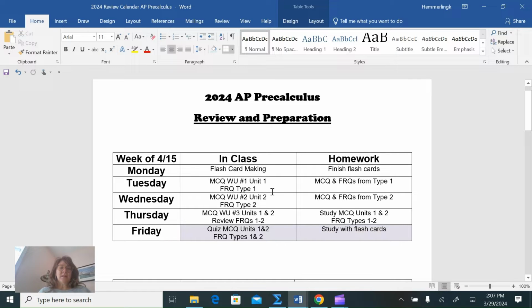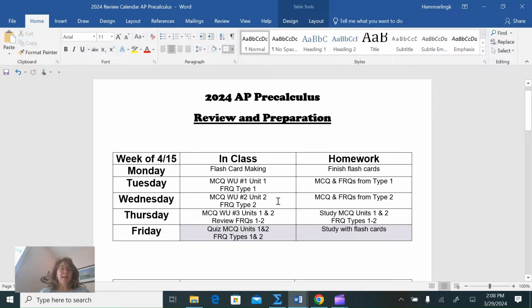And then you see that each day, Tuesday, Wednesday, and Thursday, we'll start with a multiple choice question warm-up. And I'm going to try to keep the warm-up questions on the first day, on Tuesday, to just coming from Unit 1. And that's the day that I'm going to give them 3 to 4 examples of FRQ Type 1. And we'll talk about the basic format of the task model and things that would be expected of them. And then they'll just work through those FRQs and that will be their homework as well.